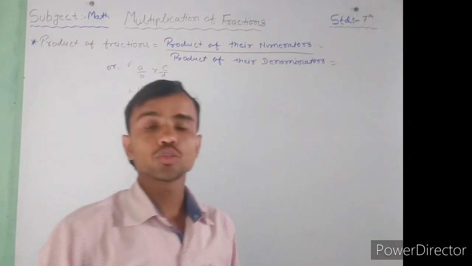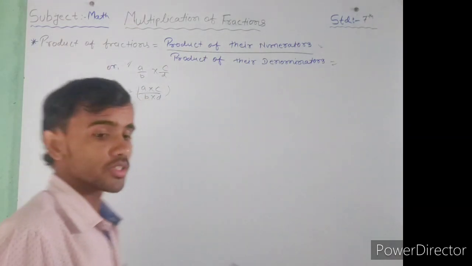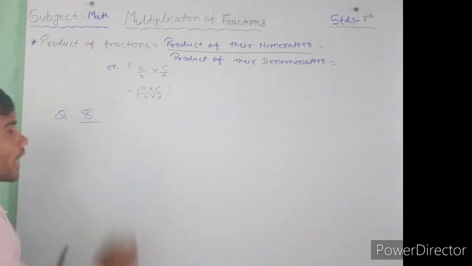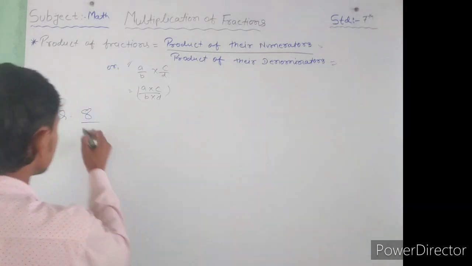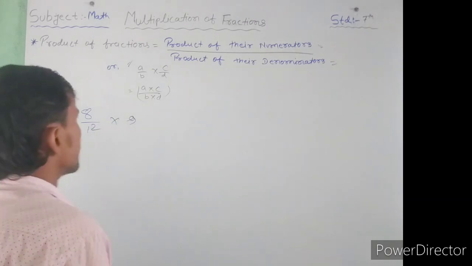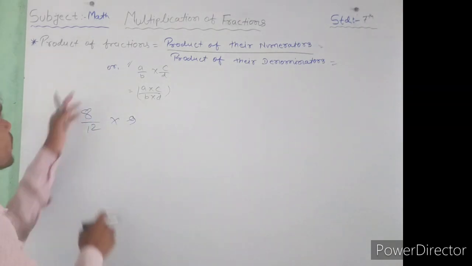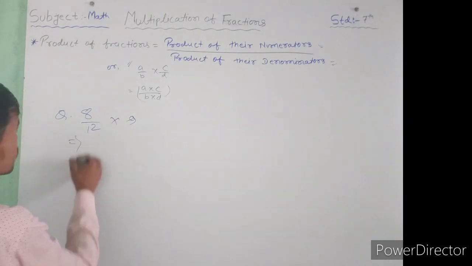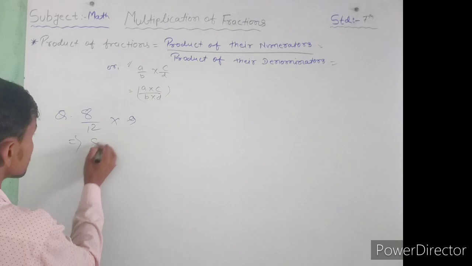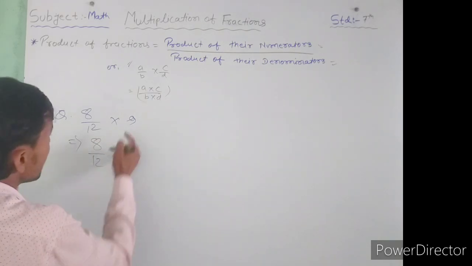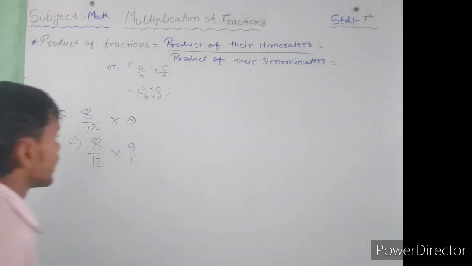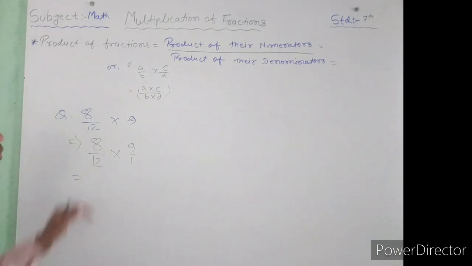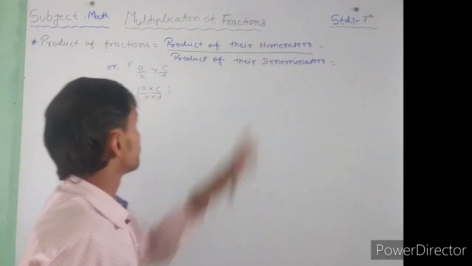Okay, I also write another example for you. Your question says 8 by 12 into 9. It says find the product of the fractions. How do we find it? Write 9 as 9 by 1, so its denominator is 1. After that you solve it with the product of their denominators.